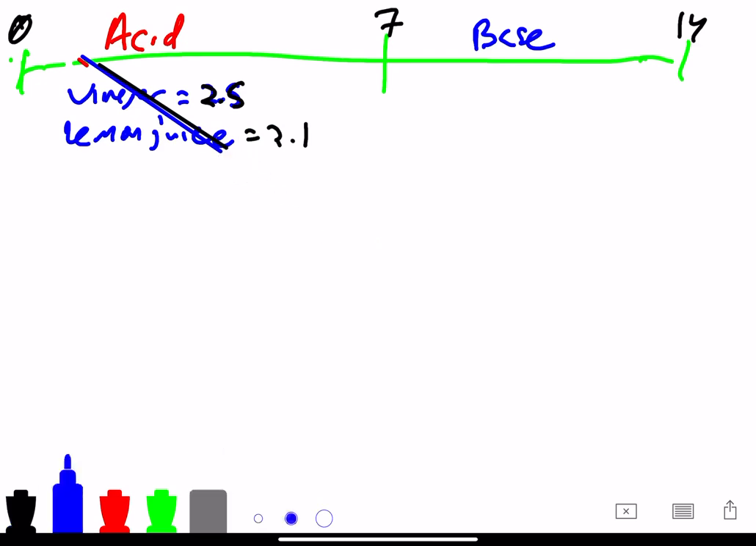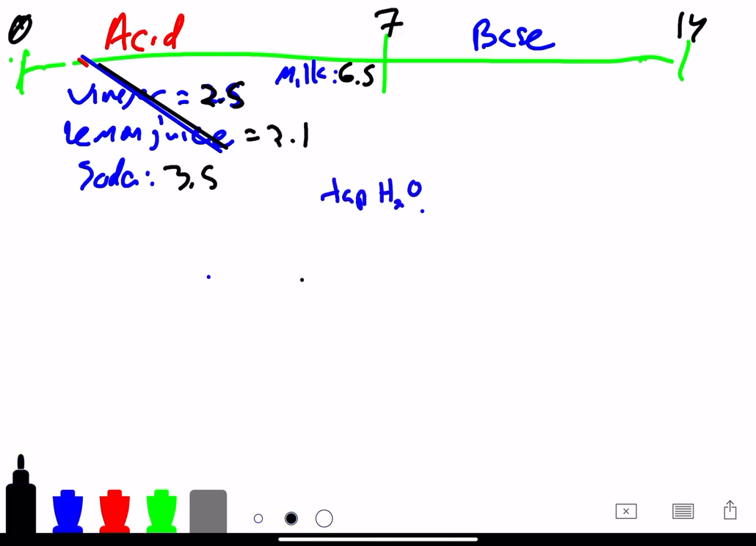Soda generally has a pH of around 3.5, which is pretty acidic, which is why soda is so bad for your teeth. Milk is also slightly on the acidic side, so milk generally has a pH of about 6.5. Tap water can range widely, anywhere from about 5.5 to 7.8.